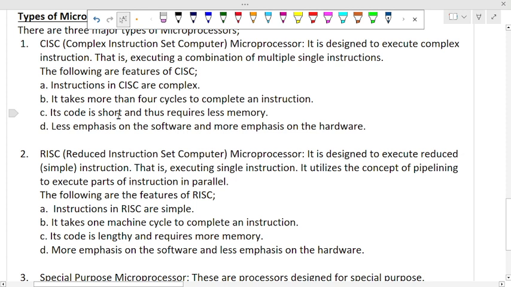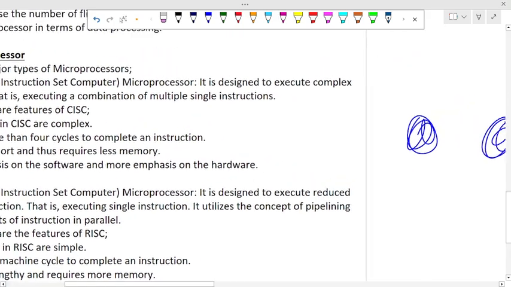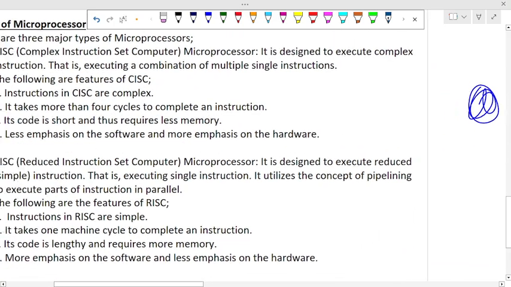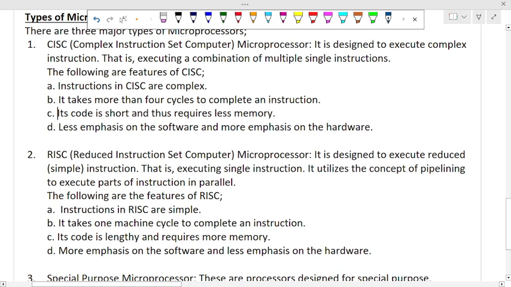Then its code is short and thus requires less memory, of course, because we are combining 4 instructions together. So we are not writing a separate code for each instruction. We are combining at least 4 instructions together. You can have more than 4, of course. We are not writing one complete program for one instruction, no, we are combining them. So we have short code, and thus we require less memory.